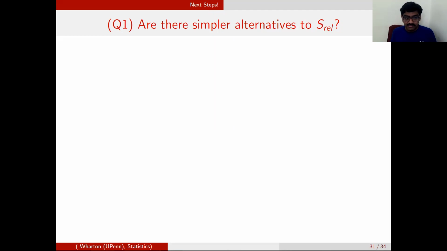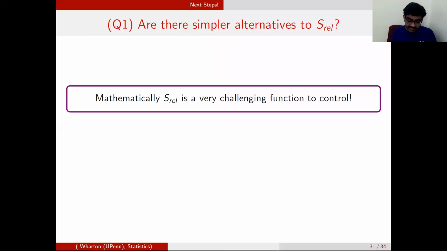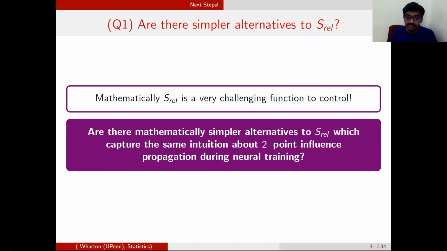alternatives to SRL. SRL is a very challenging function to control. I do not know how to write the SRL exactly for SGD or even a linear function. If you try writing it, you will get into immediate mathematical problems there. So it's possible that this elasticity intuition can be captured by simpler alternatives to SRL, and I cannot rule it out at this point. I think it's an important direction to come up with simpler alternatives to the elasticity function, which capture the same 2-point influence behavior, but are mathematically easier to handle. What is such a definition? I think it's an interesting question.